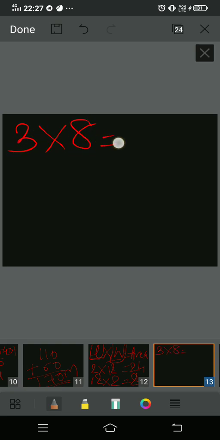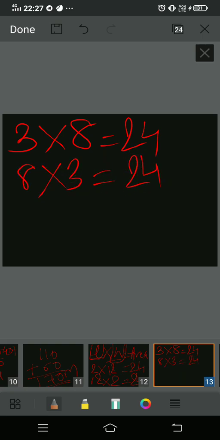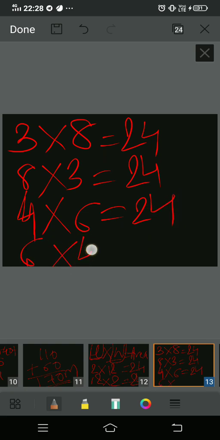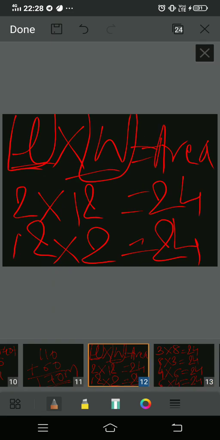Next, 3. If you see, 24 comes in the table of 3. Yes, 3 8s are 24. So you know that 3 8s are 24, then 8 3s are also 24, right? But we don't need all of these, we will choose later what numbers we need to take. This is the rough work. Now we have seen 3 is done. So next up is 4. 24 comes in the table of 4. Yes, 4 6s are 24. 4 6s are 24. And 6 also, 24 comes in the table of 6. 6 4s are 24. Now, children, how many numbers have we got here?